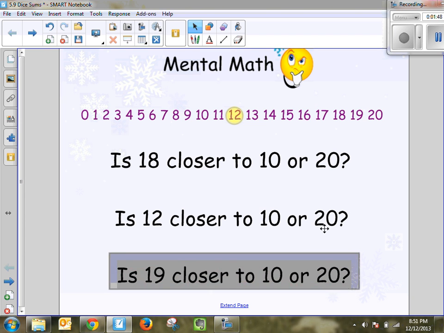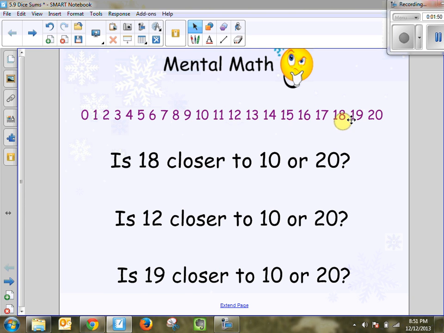Now it wants to know, is 19 closer to 10 or 20? So let me show you over here. 19 is right there. So think about, is 19 closer to 20 or is it closer to 10? So with this, you can see again, if I drew the lines, there's 20, and then all the way back over here is the number 10. So you can see it took me just a really quick line to get to 20, and it took a long line to get back to 10. So that one, again, would be closer to 20.